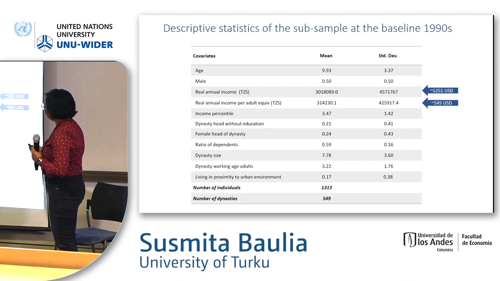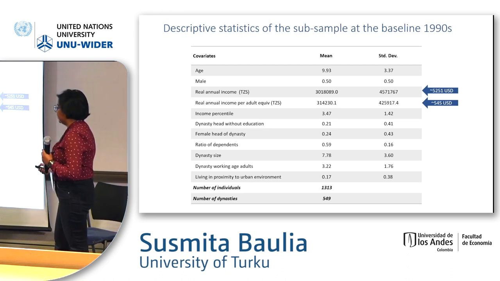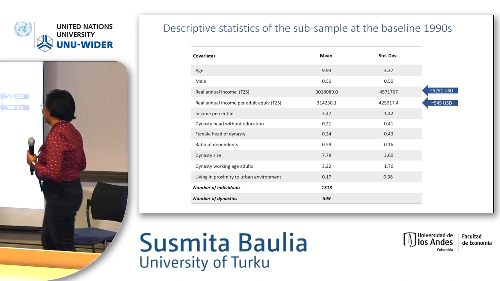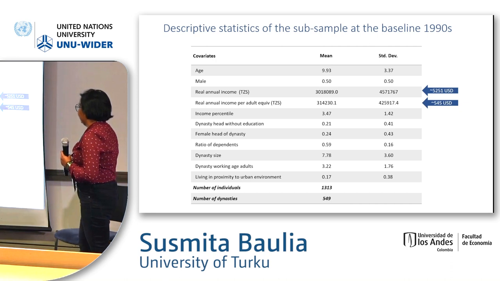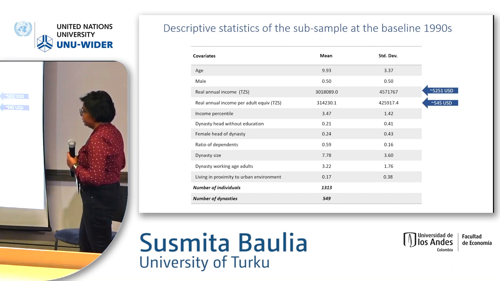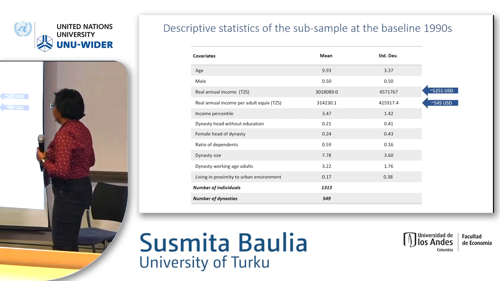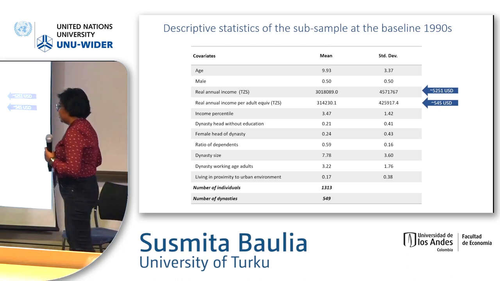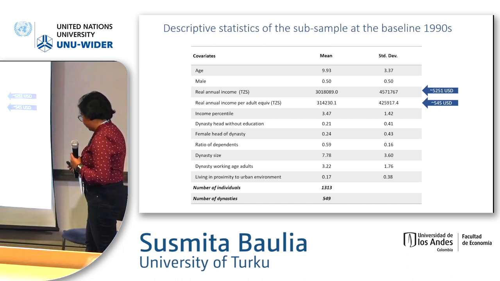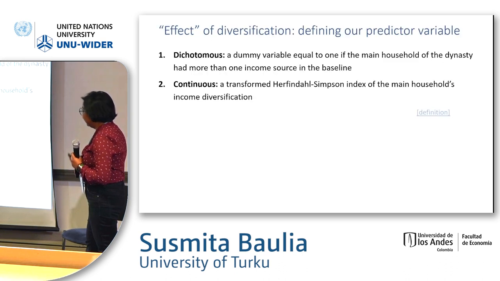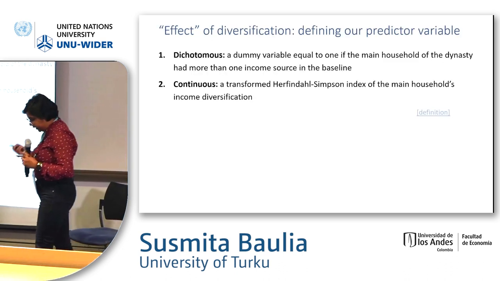So, a little descriptive stats about them. We have 50% of the sample as male, and the households they belong to in the 1990s had a real annual income per adult equivalent of $545. The median income percentile was 26th to 50th in the 90s in the household that they belong to, and so forth.